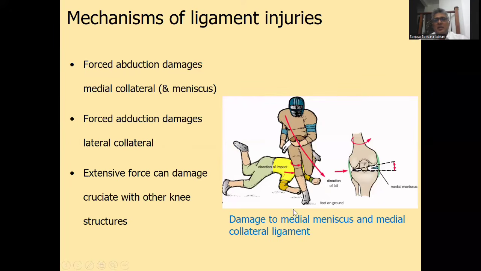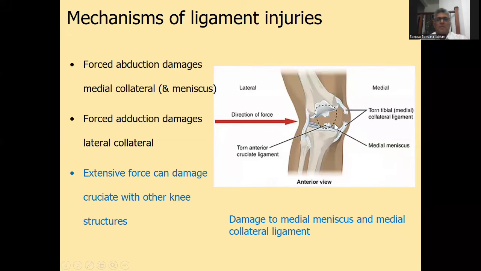So this is the point I raised in the previous one. One reason why the medial one is more common is because the forces are coming from the lateral side. So you see the separation is on the medial side rather than on the lateral side when the forces are applied from the lateral side. That is the usual way it happens. So the stretching of the ligament on the medial side will damage it. Like this, and if it is more extensive, then even the cruciate ligaments can get damaged.